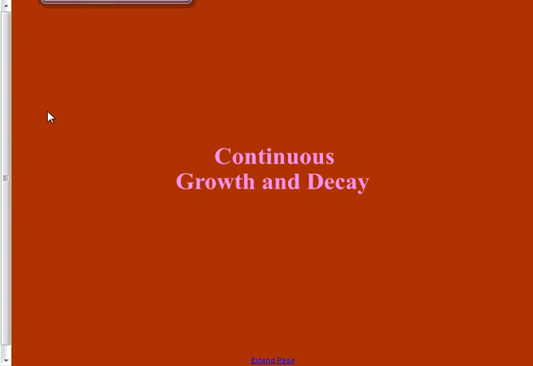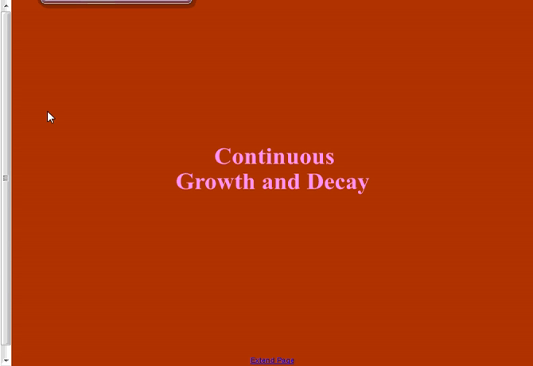Today we're going to look a little bit further into growth and decay. Last time we spent a little time looking at incremental growth and decay, which is when something happened almost on a schedule as a certain amount of time went by. Today we're going to look at continuous growth and decay, which is when things happen on an ongoing basis, not a scheduled amount of time going by. Things are just continuing to happen.